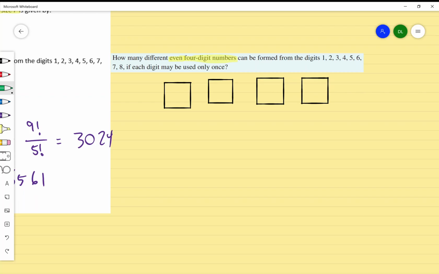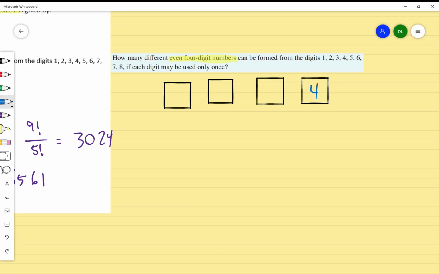Now the most important part, the key restriction here is even. So I'm going to go ahead and focus on the fact that there are 4 even numbers, 2, 4, 6, and 8. And our code must end in one of those numbers. So there are only 4 possibilities for the last digit.